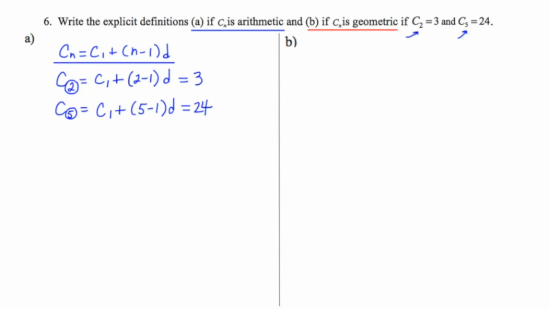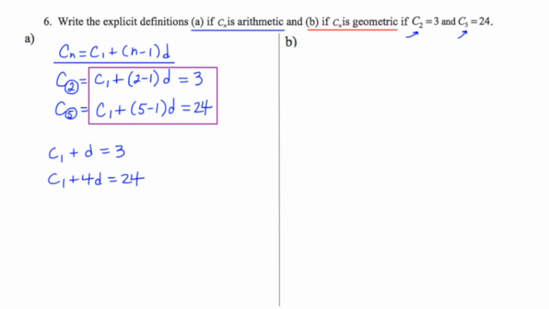So what I'm going to do now is create a system of equations based on these results right here that I'm going to put a purple box around. So I'm going to write these again, but I'm going to clean them up at the same time. I'm going to say C sub 1 plus d is equal to 3. And I'm going to say C sub 1 plus 4d is equal to 24. And as you may have spotted, we have a system of equations here.